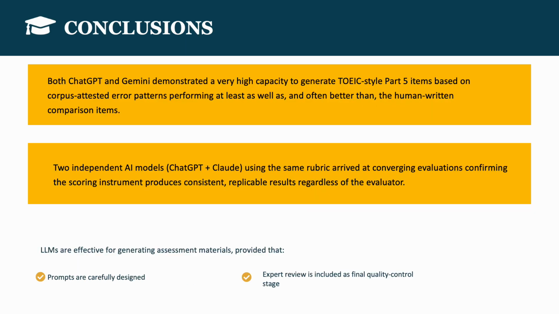So what are the main conclusions? First, both ChatGPT and Gemini demonstrated a very high capacity to generate TOEIC-style items, performing at least as well as, and often better than, the published human materials. Second, large language models are effective tools for assessment material generation. And third, the cross-validation with Claude confirmed that the rubric produces consistent, replicable results, regardless of which AI model applies it.